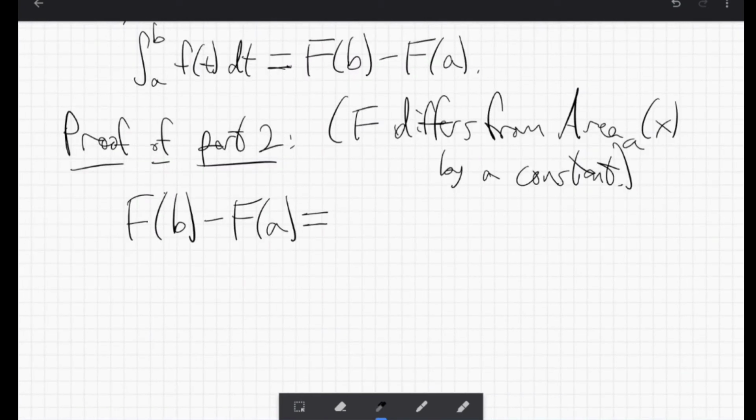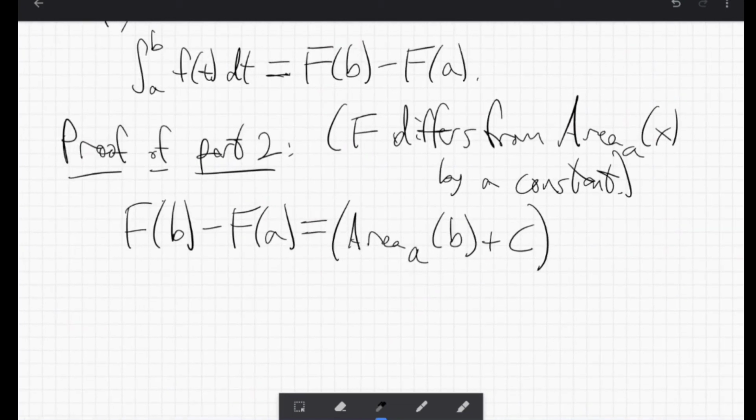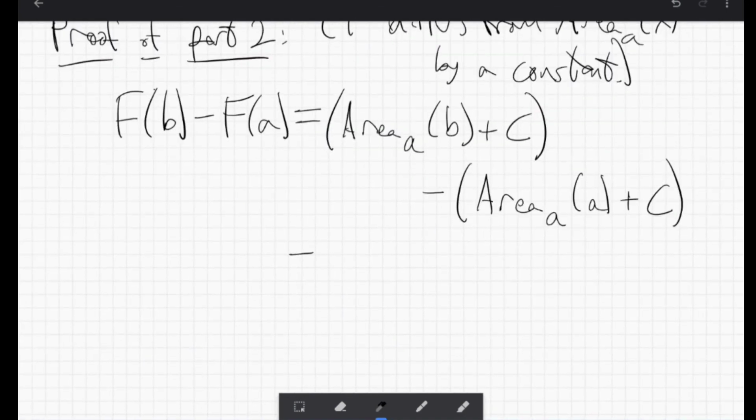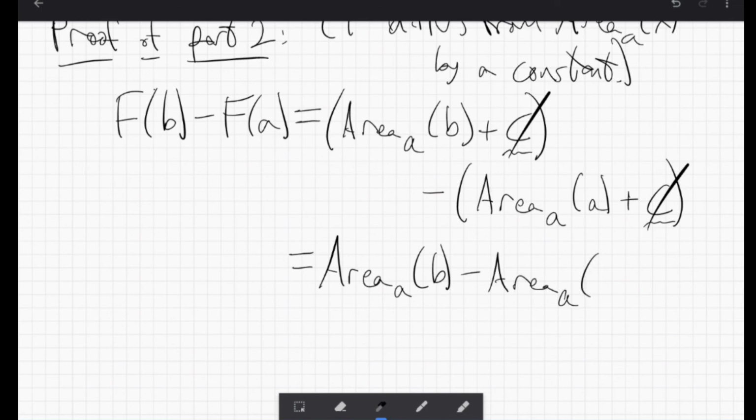So then capital F of b, that's the same thing as area sub a of b, plus some constant. And I know that capital F at a would then be area sub a at a plus some constant. If I carry out the subtraction, I'll see that this one constant is the same exact constant as in the second set of parentheses. Then c minus c cancels, and I get area sub a of b minus area sub a of a.